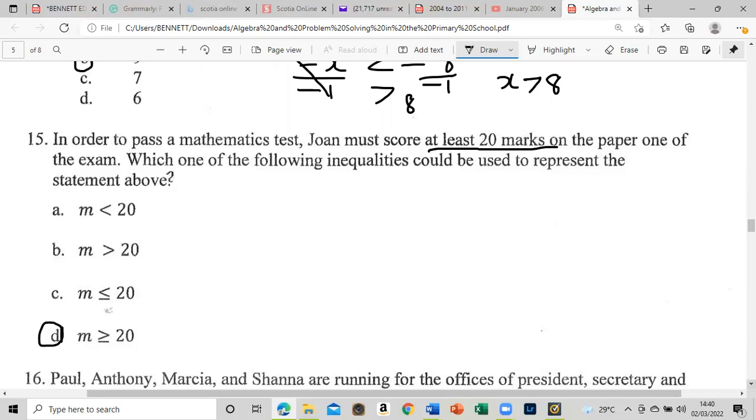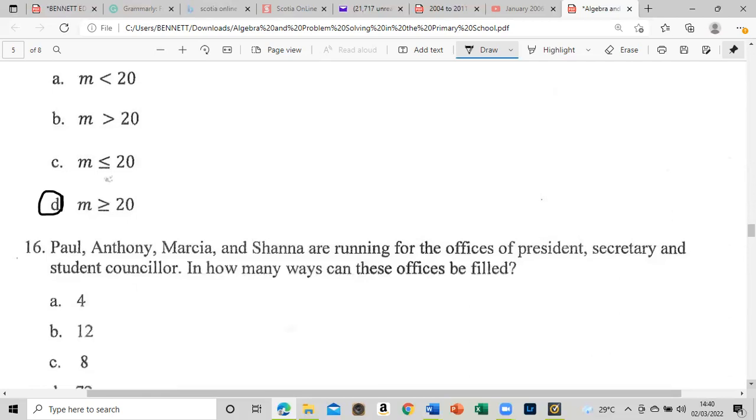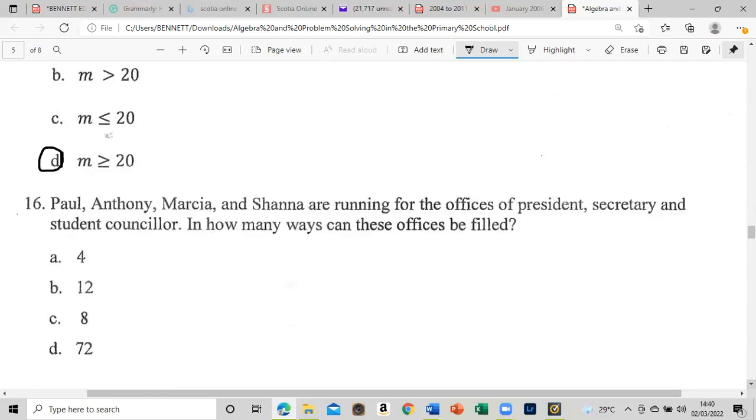All right, let's see this one now. Paul, Anthony, Marcia and Shania are running for the office of President, Secretary, and Student Council. In how many ways can these offices be filled? Right? So this is a total of 4 persons, but they only want 3. So that would be.